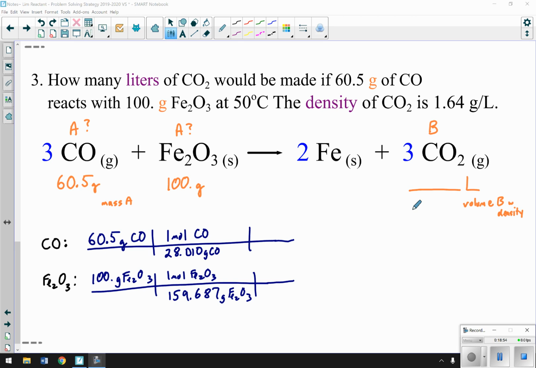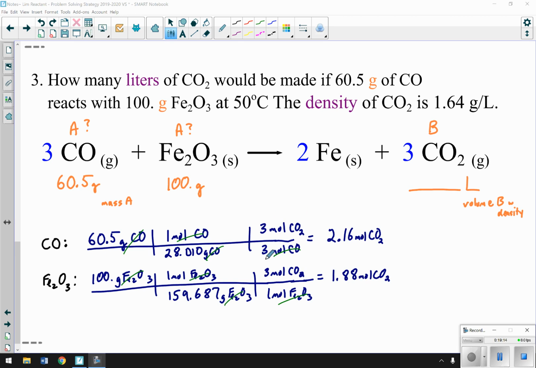But first, before I do that, I have to figure out which one of these two, carbon monoxide or iron 3 oxide, is my limiting reactant. So here's my first setup. This will get me moles, and then I'm going to tack on the mole ratio. So there's my mole ratio for carbon monoxide. The mole ratio would be 3 moles of CO2 for every 3 moles of CO. When I look at the iron 3 oxide setup, it's going to be 3 moles of carbon dioxide for every 1 mole.